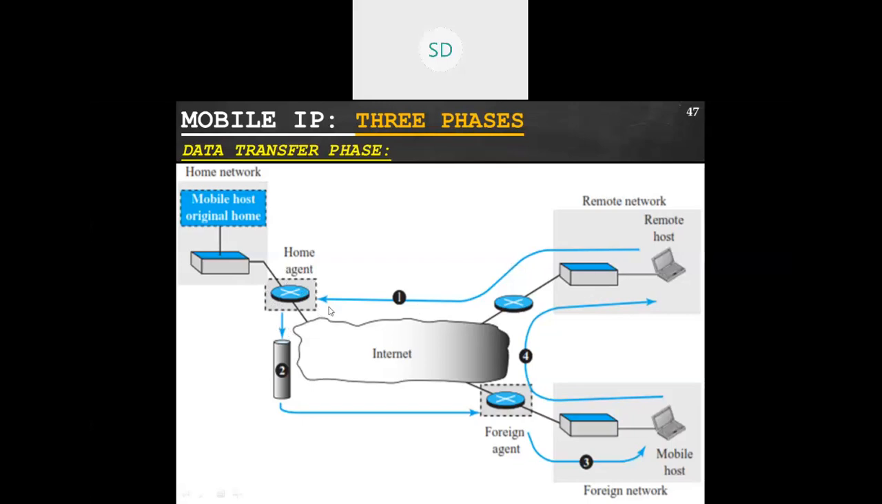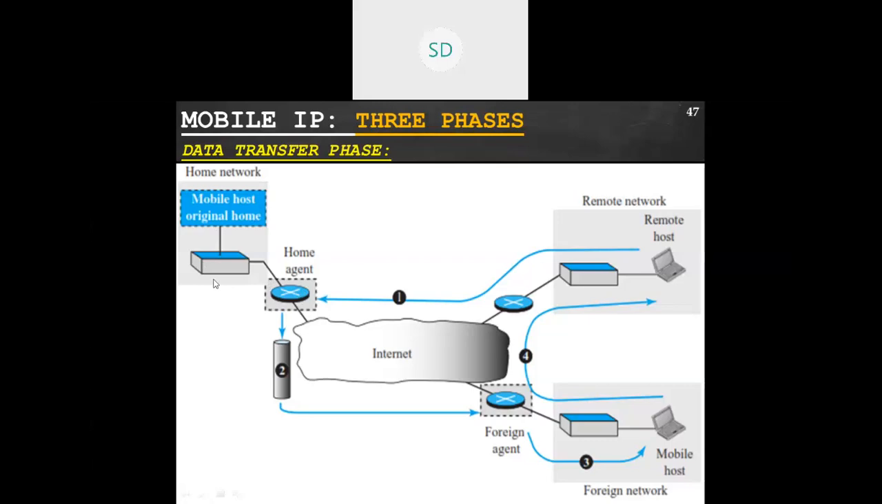Packet will be sent to the home agent. Now, from the home agent, what will happen? Now what has happened is the packet from the remote host has been received at the home agent. At this point, our mobile device, that is the mobile host, is not in the home network. Therefore, it has to be routed to the foreign network.